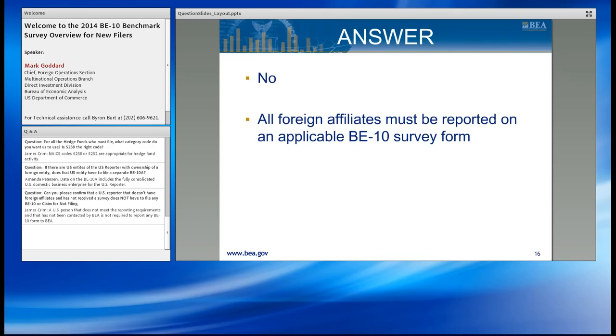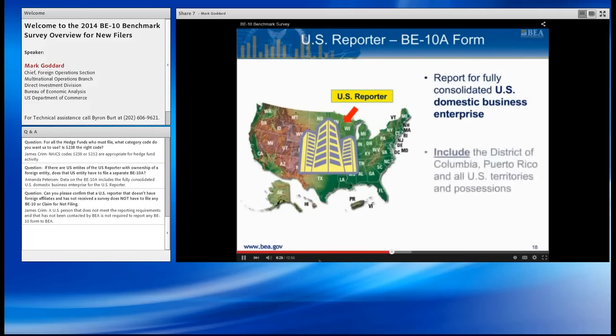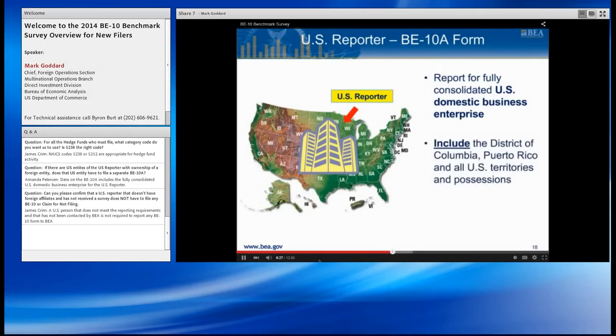The BE10 A Form is used to collect survey data from the U.S. reporter. The data pertains to the fully consolidated U.S. domestic business enterprise for the U.S. reporter's 2014 fiscal year. The U.S. domestic business should include all of the U.S. and the District of Columbia, Puerto Rico, and all the territories and possessions of the U.S., while excluding foreign branches and other foreign affiliates.